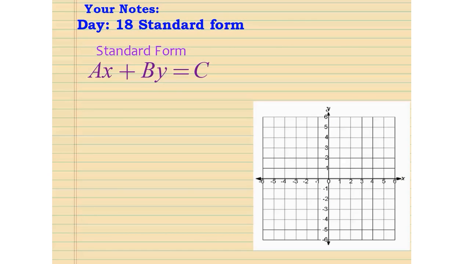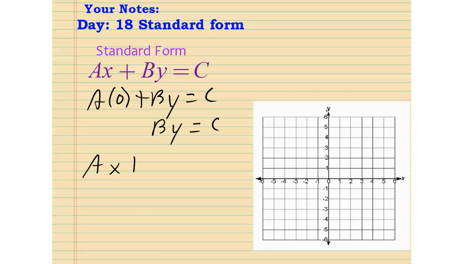Let me show you what we're going to do, and then I'll give you an example. We're going to pretend that x is 0. We would then have a times 0 plus b times y equals c, and we would be able to solve for y. And then we're going to plug in 0 for y, and we would be able to solve for x very easily.